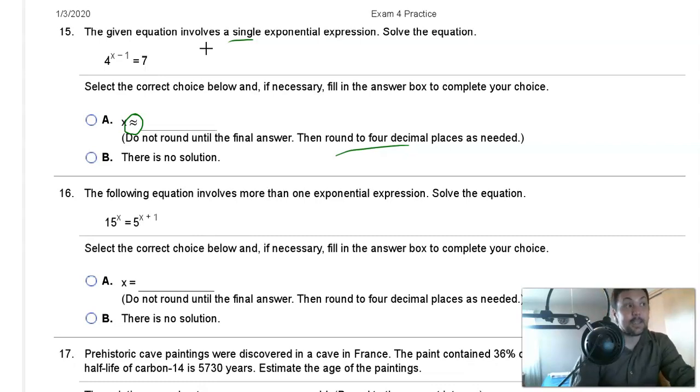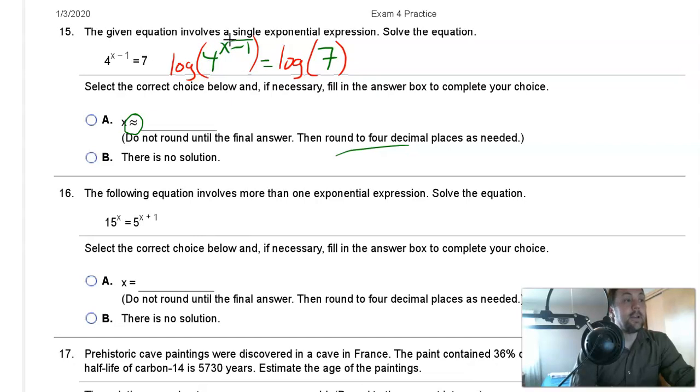But for the rest of us that don't have a calculator that can do log base 4, we have to make sure we're getting log base 10 or natural log. So the way we're going to approach this equation is to apply a log base 10, or a natural log if you prefer that one, to both sides of the equation. So I will apply log base 10 to the left-hand side, and I will apply log base 10 to the right-hand side.